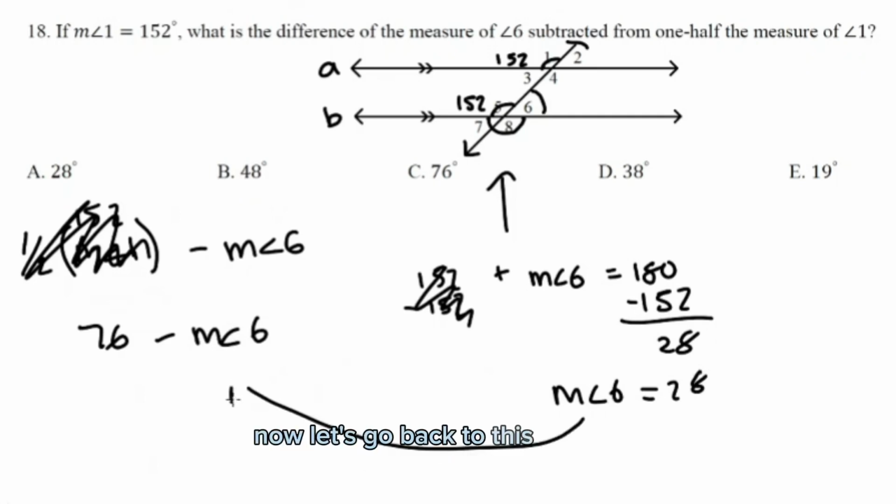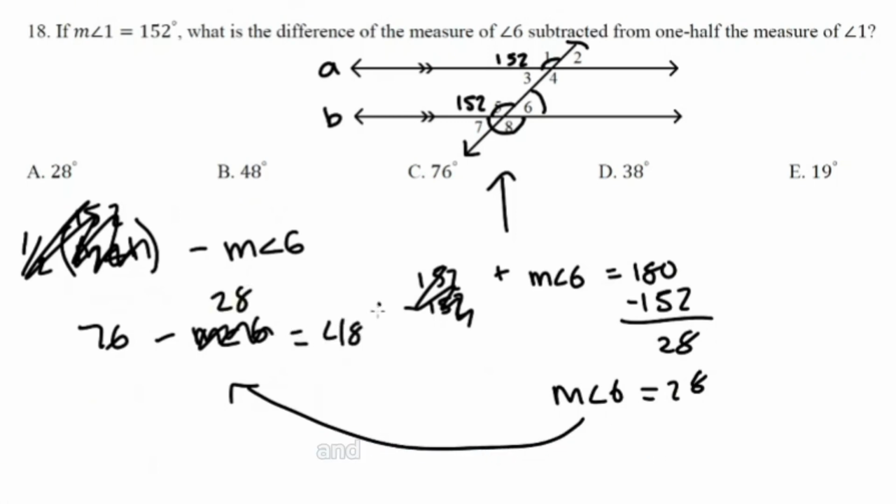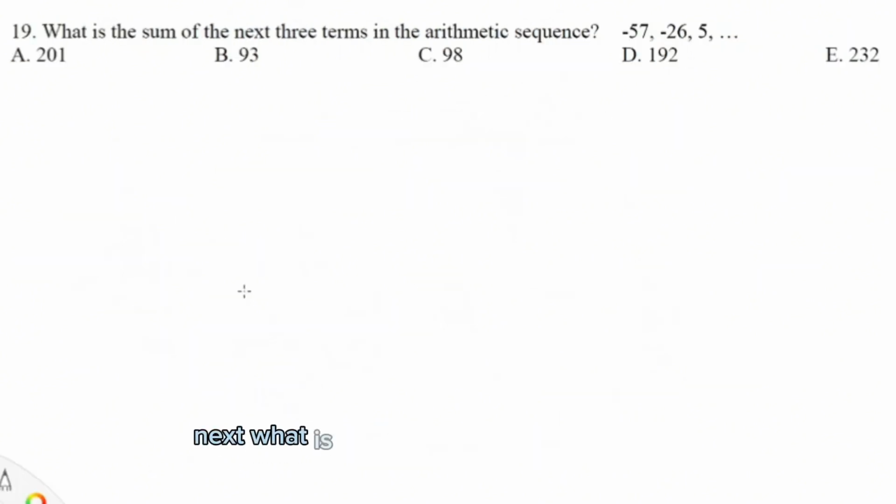Now let's go back to this equation. 76 minus the measure of angle 6. We know the measure of angle 6 is 28, so it's just 76 minus 28, which is 48, and that's your answer.